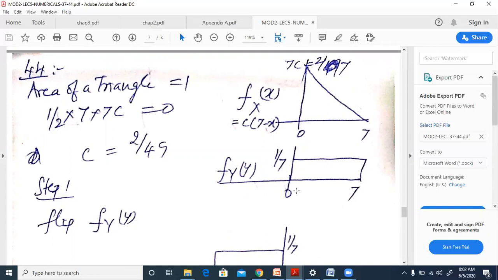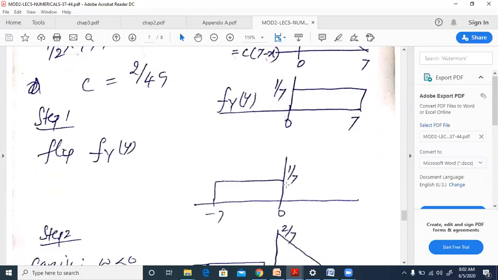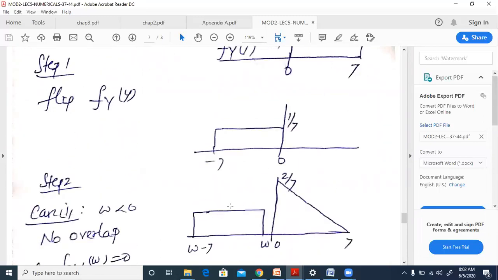Uniformly distributed between 0 to 7. Area again should be 1, therefore magnitude should be 1 by 7. That's why here also 1 by 7. Here also it should be 1 by 7.